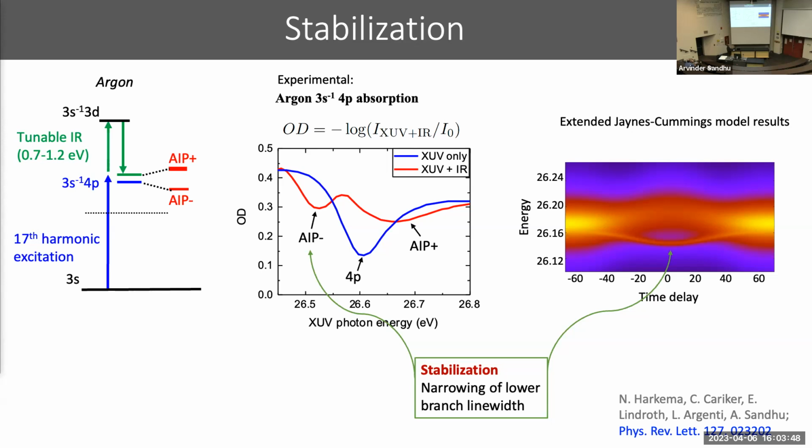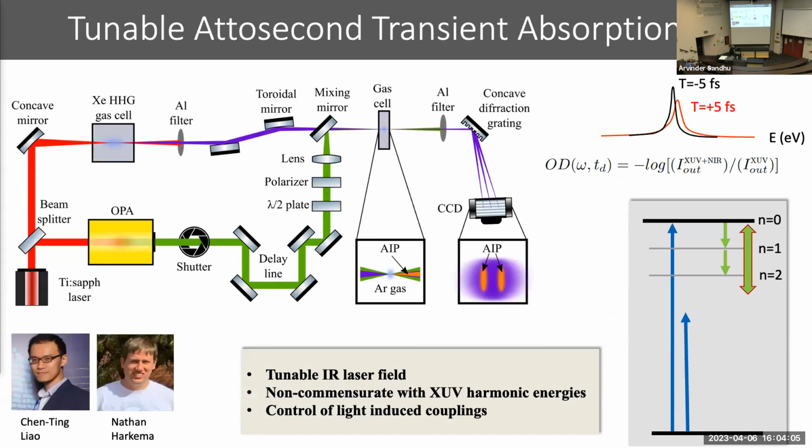The Jaynes-Cummings model shows the same behavior here: as a function of time, when the light field is overlapping with your atom, one branch becomes much narrower than the other branch. So there's a stabilization effect here. So we can now do it more systematically. This is our experimental setup.